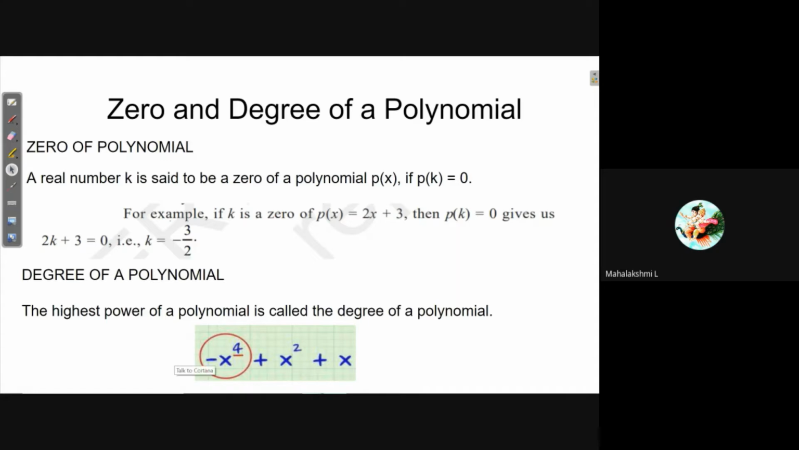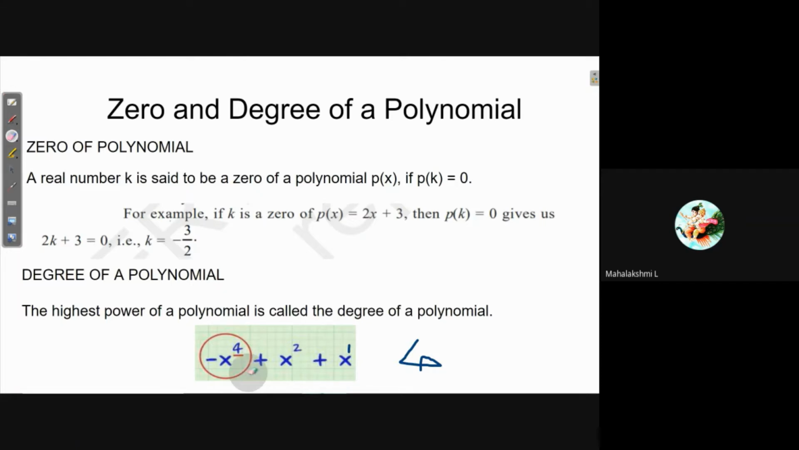What is the degree of a polynomial? The degree of the polynomial is nothing but the highest exponent of the polynomial. What is an exponent? The power of the variable. Here I have an example. It's always easy to explain with an example. Say minus x to the power 4 plus x square plus x. Here x is the variable and the exponents are 4, 2, and if nothing is written, it's 1. Which is the highest among all three? 4. So the degree of the polynomial is 4. This is all about the degree of the polynomial.